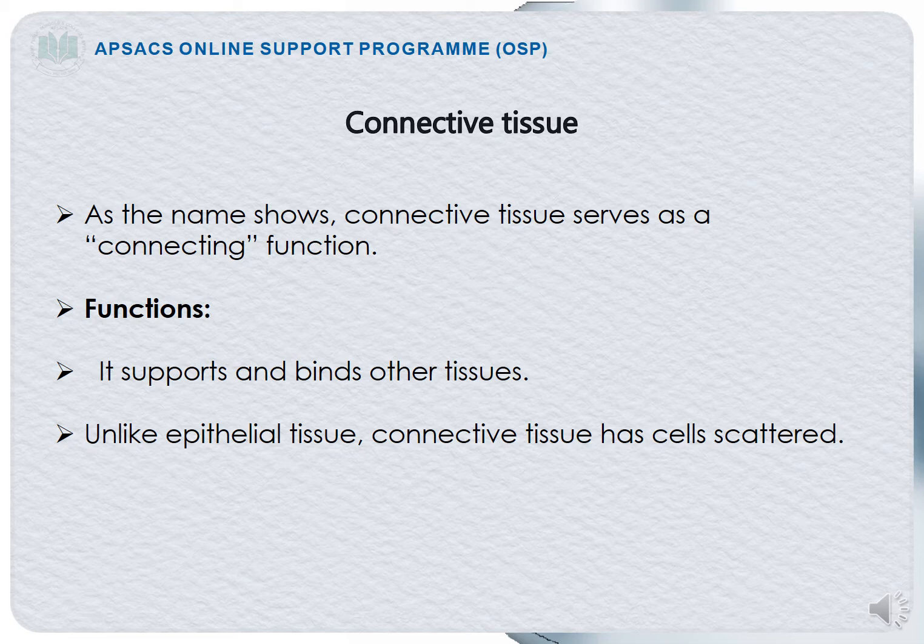It supports and binds other tissues. Unlike epithelial tissues, connective tissues have cells scattered. So connective tissues are present throughout our body because they help in the connection of the muscles, of the skeleton, of the tissues, etc.